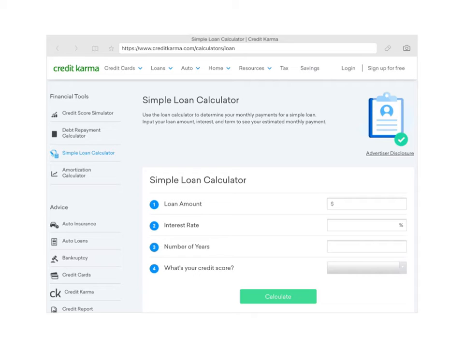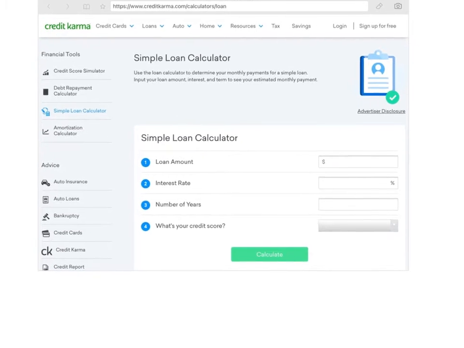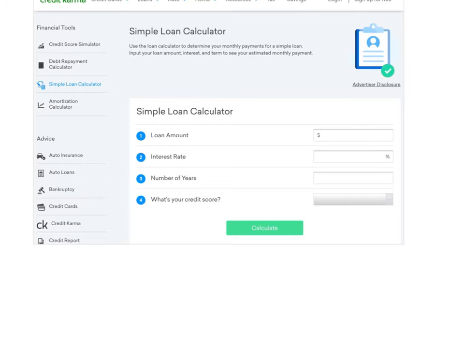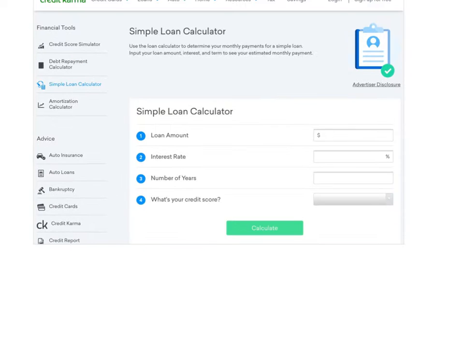So if we go to Credit Karma, simple loan calculator, this is what it looks like. Type in simple loan calculator, Credit Karma. And when you do that, you come up with a loan calculator where you can put your amount in. And where'd my calculator go? Come on. Okay, here we go.